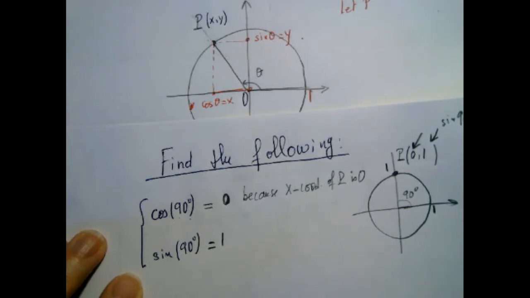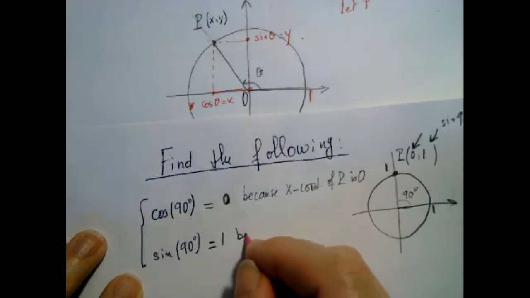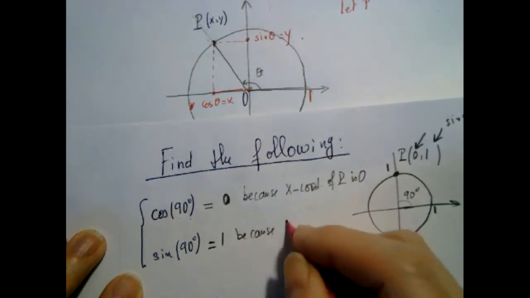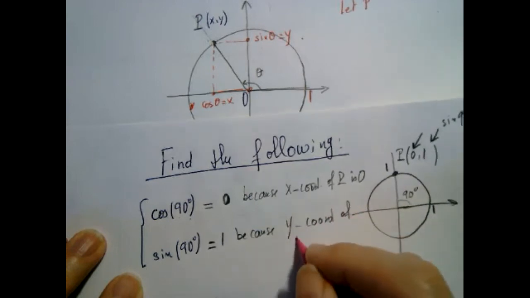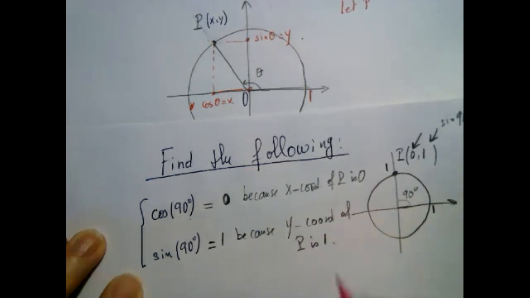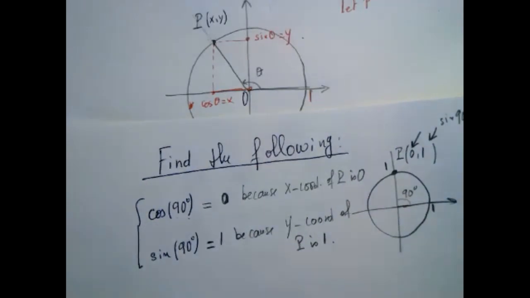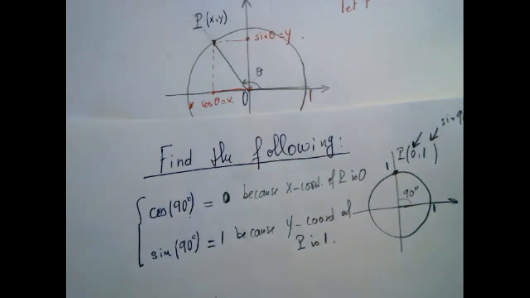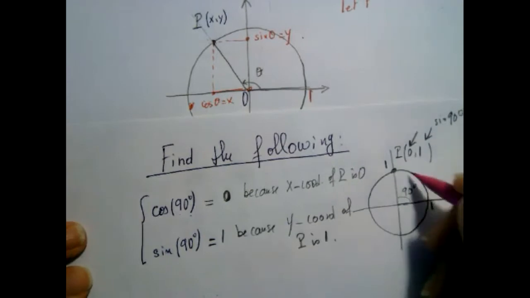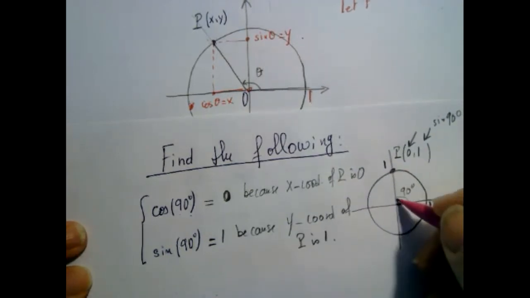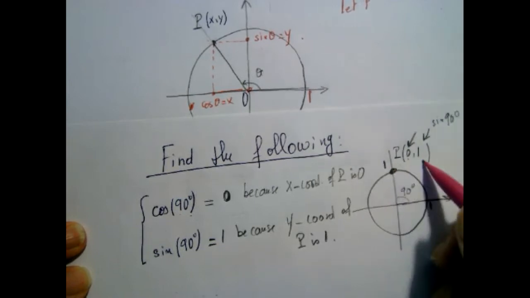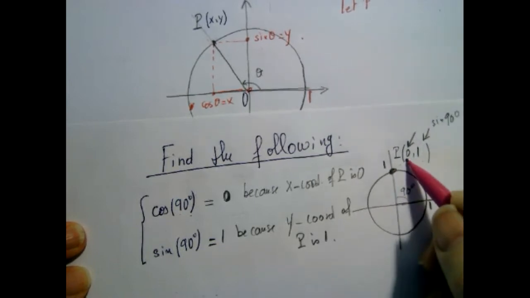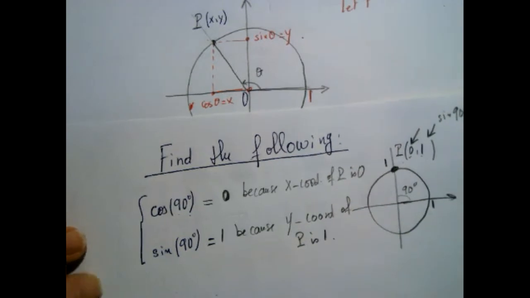Let's practice this a little bit more. Because the y coordinate of P is 1, what's the cosine of 90? What's the sine of 90? You don't even have to memorize it. You draw the unit circle, you take an angle of 90. Then you find the coordinates of this point, 0, 1. X is the cosine, the Y is the sine.